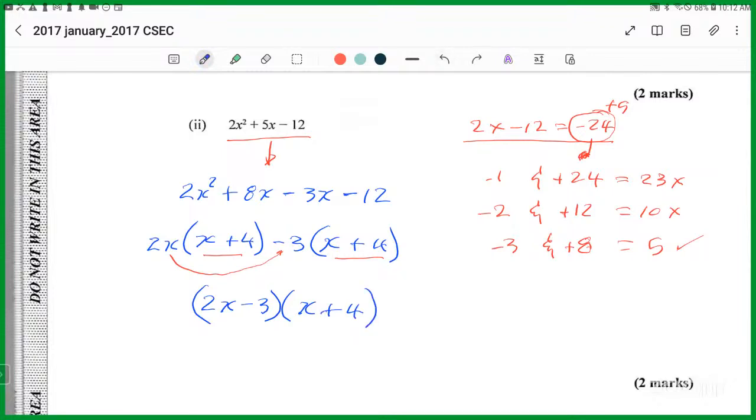So these are your two factors. Now, if you write it as x plus 4 in front times 2x minus 3, that is still correct. So either one is good. All right, so that is it.